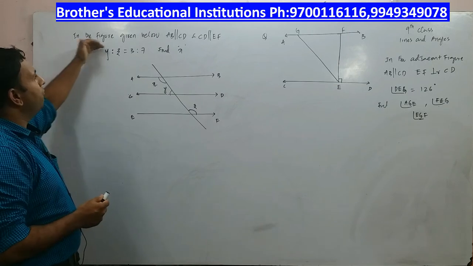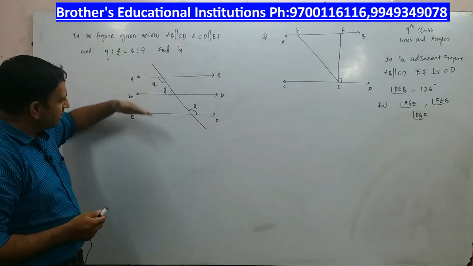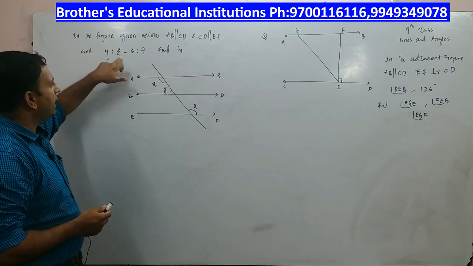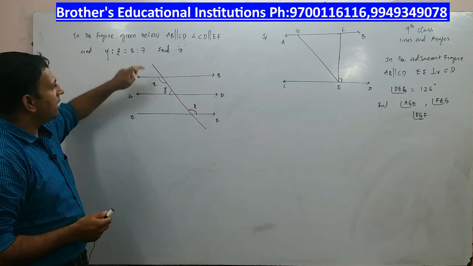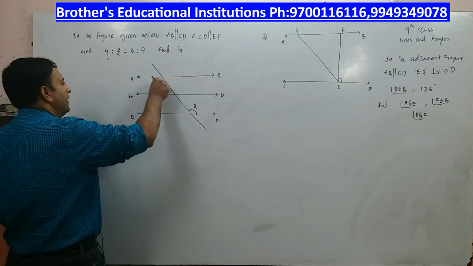In the figure given below, AB is parallel to CD and CD is parallel to EF, right? And Y is to Z is 3:7, and then he is asking you to find the value of X. Okay, so very simple question.